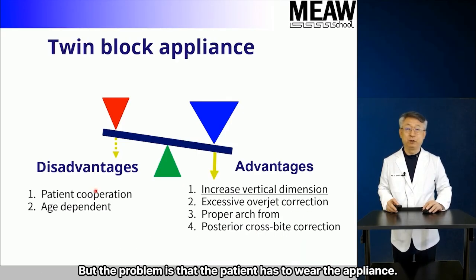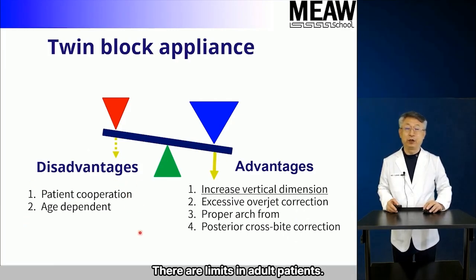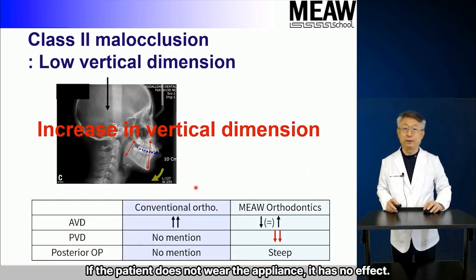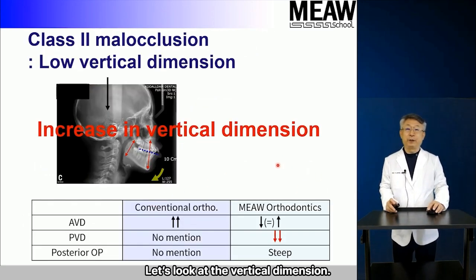But the problem is that the patient has to wear the appliance. There are limits in adult patients. If the patient does not wear the appliance, it has no effect. Let's look at the vertical dimension.